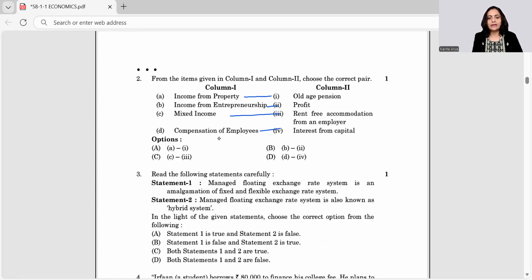So let us see. Income from property, old age pension, no, mismatch. Income from entrepreneur, profit. Entrepreneurship has got a component of profit, right? Because income from property and entrepreneurship has rent, interest, royalty, and profit. So this looks correct, but you should go for the further reading as well. Mixed income, rent-free accommodation from employer, no. And compensation of employees, interest from capital, clear no. So the answer is B2 is the correct option.